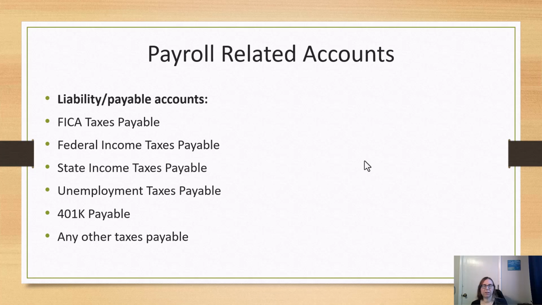And then we're going to have a lot of liability payable accounts with payroll. There's usually FICA taxes payable, federal income taxes payable, state income taxes payable. So these are withholdings. The income taxes are employee withholdings. The employee is going to be paying those taxes, and it's deducted from their paycheck and then sent to the government agency. FICA taxes, that is a matched tax. So the employee pays a portion of it and the employer pays a portion of it.